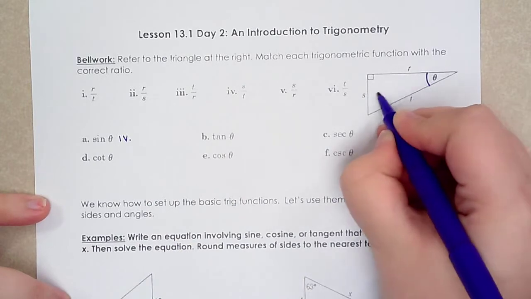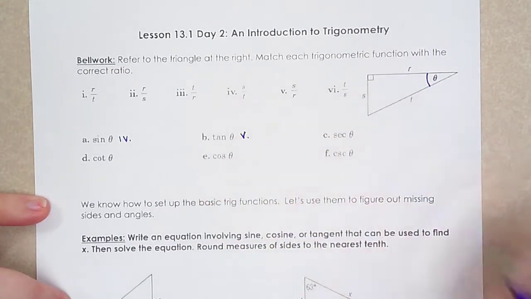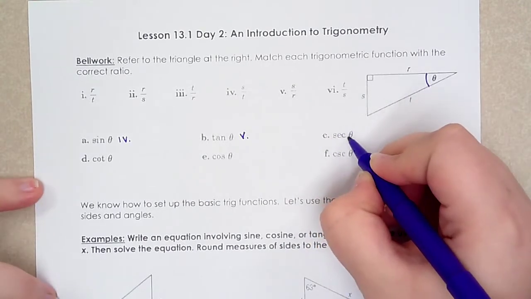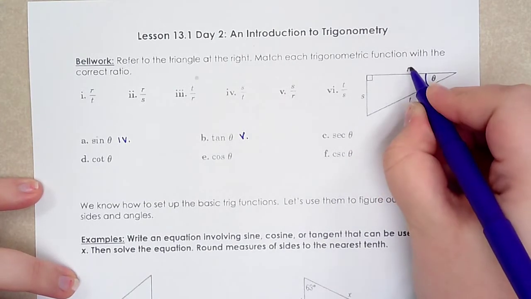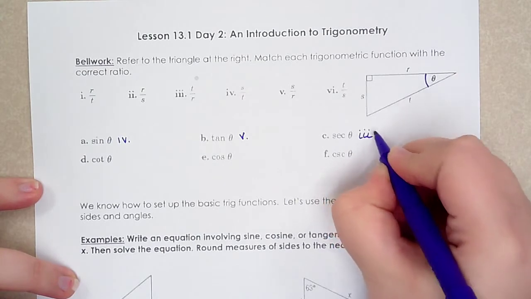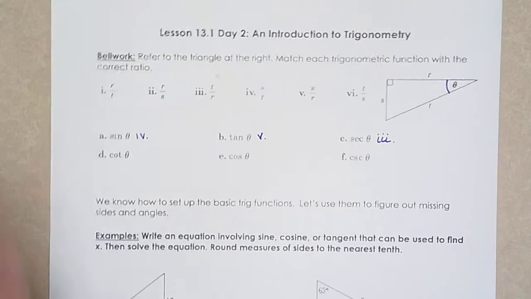Tangent would be opposite over adjacent, so s over r, V. Secant is my reciprocal function of cosine, meaning instead of adjacent over hypotenuse, I'm going to take hypotenuse over adjacent. So hypotenuse is t over adjacent, which is r. So t over r would be my 3 i's there. Yes, I like to make the i's a little bit curvy.